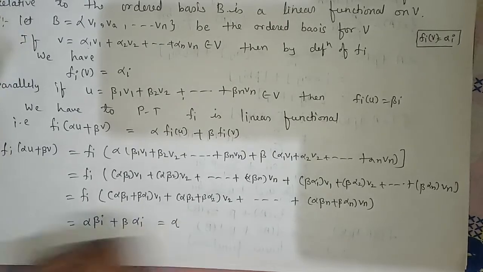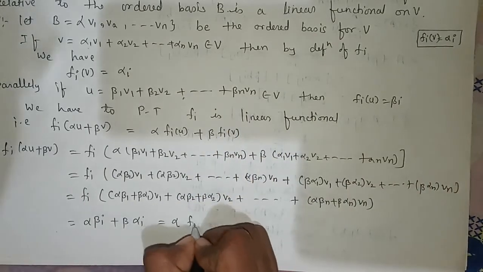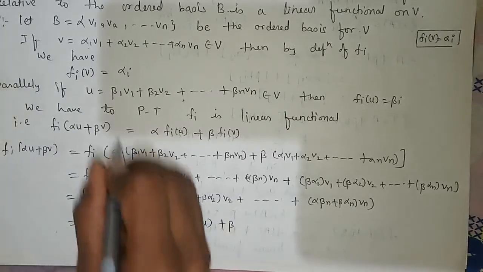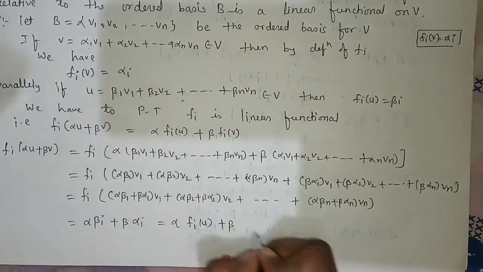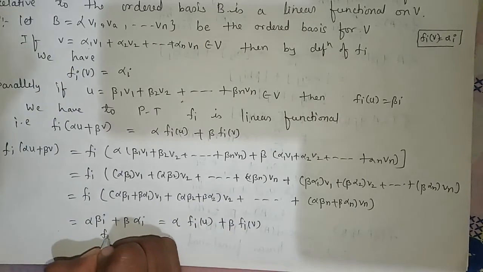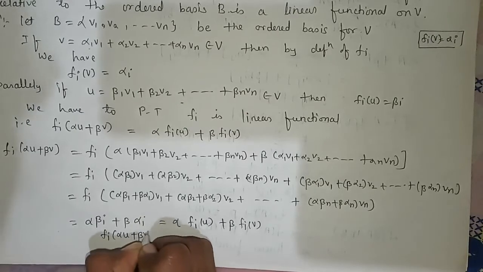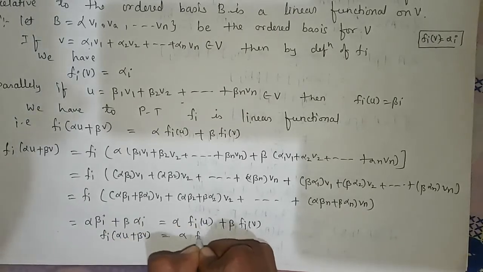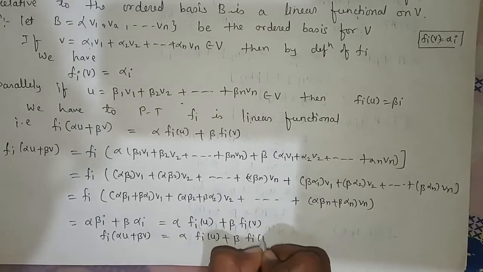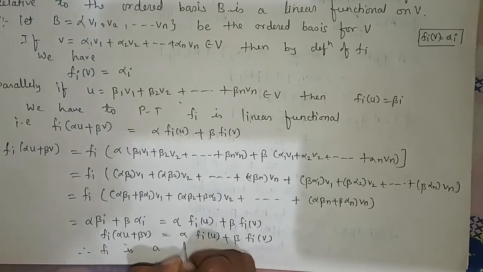Alpha remains as it is, and what is our beta i? Beta i is nothing but fi of u. Beta remains as it is, and what is alpha i? Alpha i is nothing but fi of v. So we have calculated that fi of alpha u plus beta v is nothing but alpha times fi of u plus beta times fi of v, that is, fi is a linear functional.